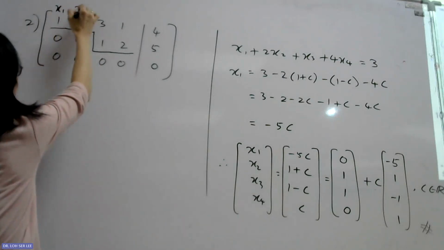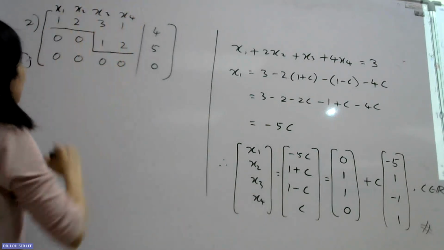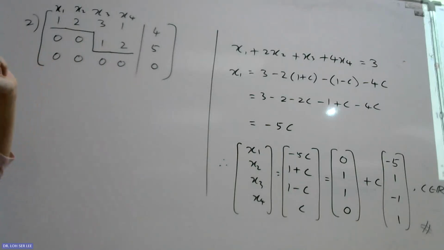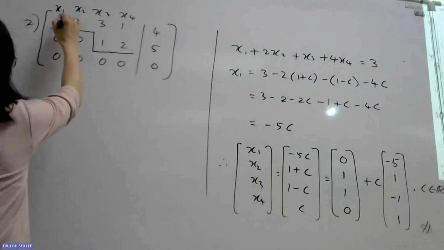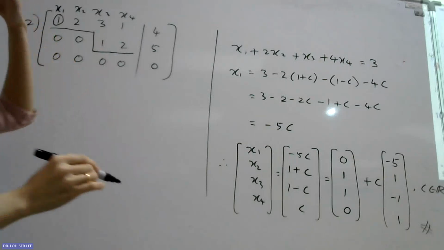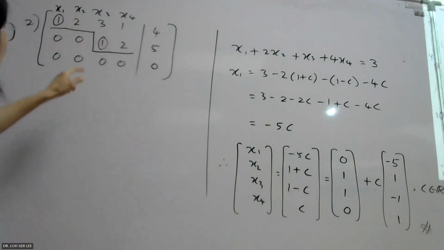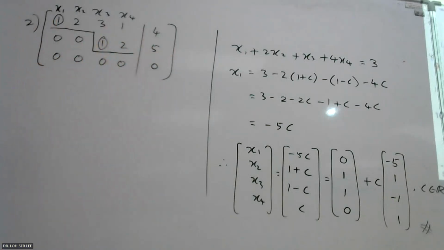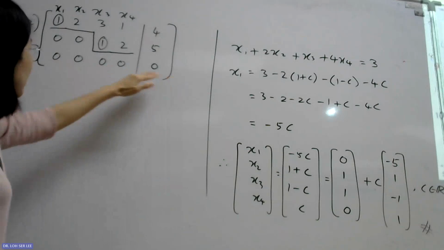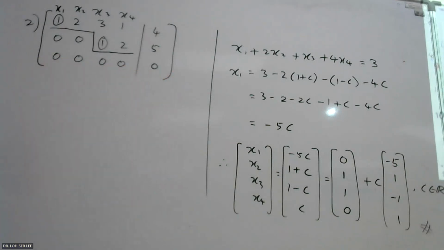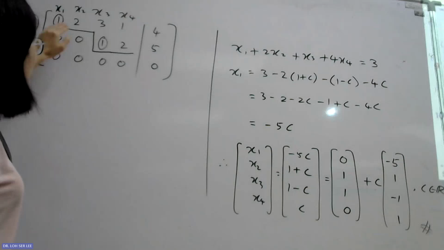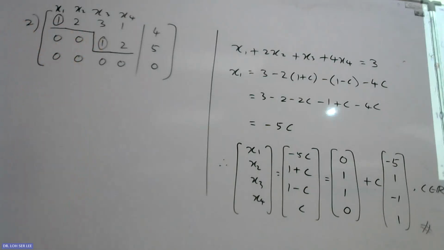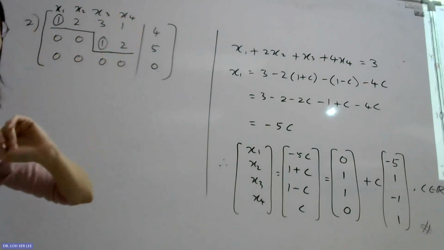Okay, let's say this is x1, x2, x3, x4. Which one is the pivot? 1, right? This one. And then 3. X3 has a pivot, because one row has only one pivot. Pivot must be non-zero. All 0 means no pivot for the last row. We have 4 variables and only 2 pivots. That means infinitely many solutions. And which one is free? X2 is free. X4 is also free.